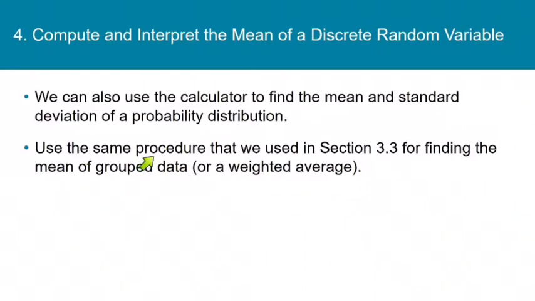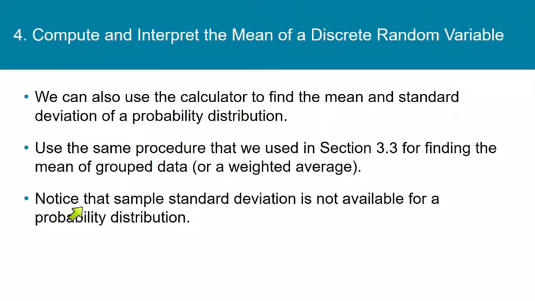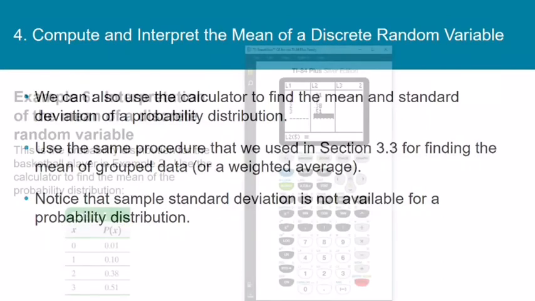This is going to be the same procedure that we used for finding the mean of grouped data or for doing weighted averages. Now when we do this on the calculator, you'll notice that sample standard deviation is not available. That's because the calculator knows that the numbers in list 2 add up to 1. So it knows that we are working with a probability distribution, not a sample, so it treats it like a population. And we will have population standard deviation available to us, so that's what we'll use.